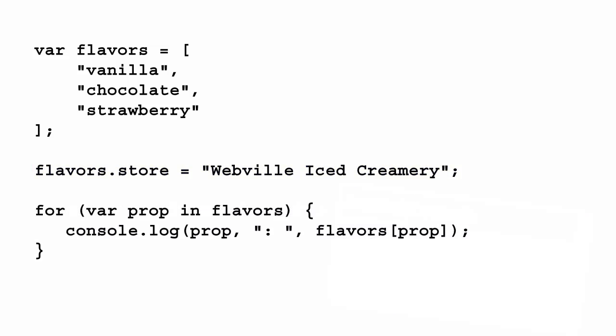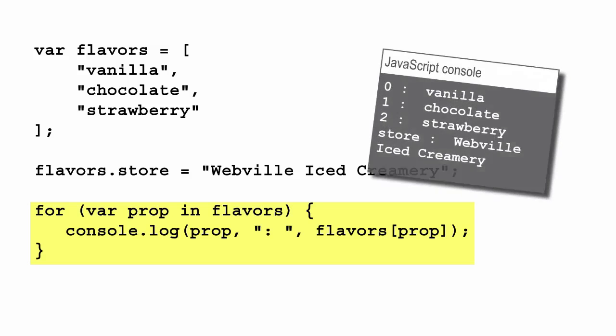We can use a for in loop to inspect the flavors array a little more closely. In Head First JavaScript Programming, we show you how you can use the for in loop to iterate through all the properties in an object. Well, an array is an object too, so we can use the for in loop to iterate through all the properties of an array. Here, we're displaying each property name and value as we loop through the properties in the array. And here are the results.